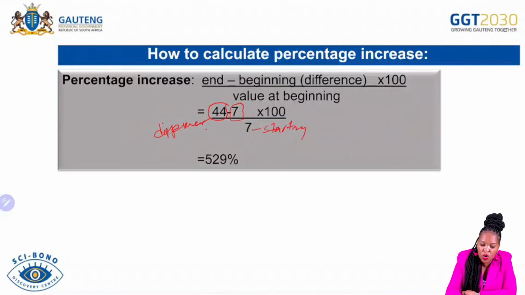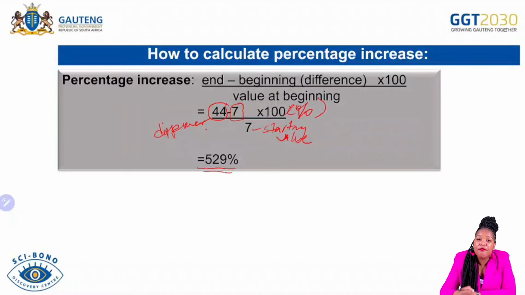So the starting value is your 7, and then you multiply the whole thing by 100, because you are looking for a percentage. So this 100 indicates a percentage. Then you get the answer is 529. So how do you answer this? You say the rhino poaching incident in Northwest has increased by 529% from the year 2008 to the year 2010. That is how you do a percentage increase.